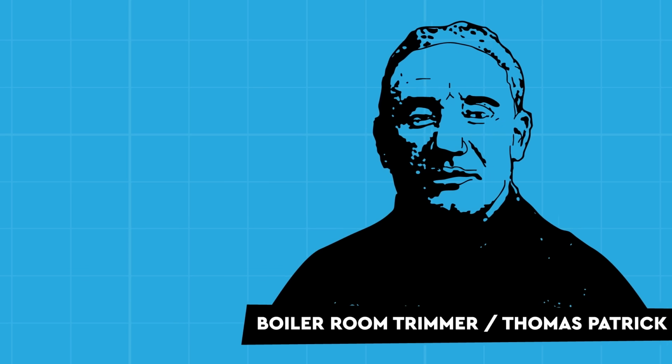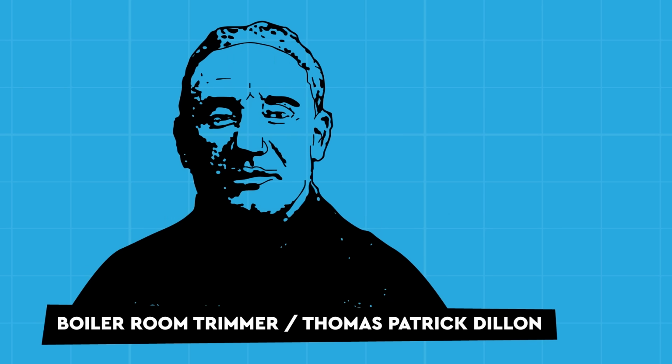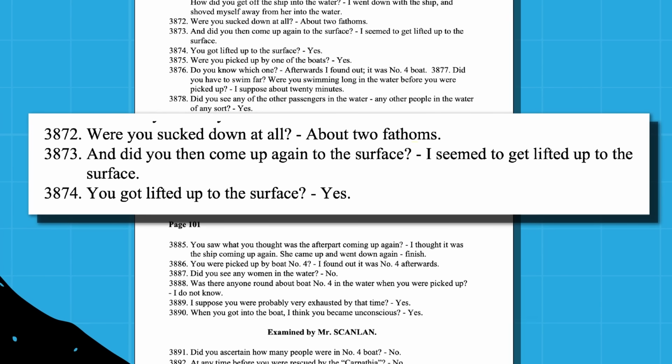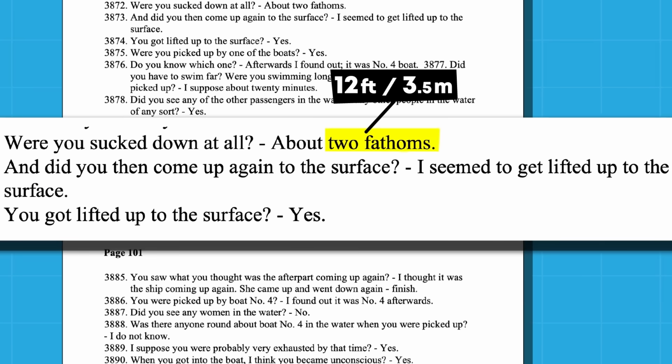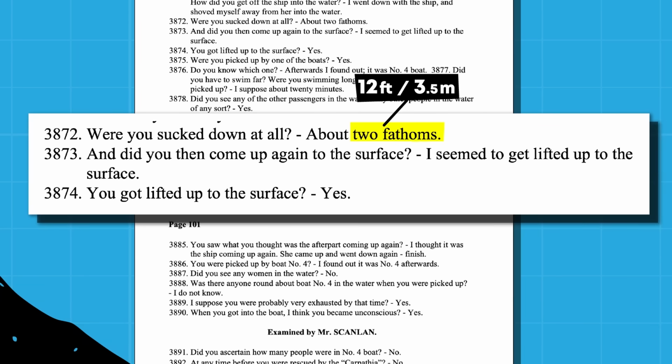There are two survivors, however, who initially went down with the ship and did report being sucked down, albeit for a brief moment. Boiler room trimmer Thomas Patrick Dillon testified that he went down with the ship and was sucked down 2 fathoms, around 12 feet or 3.5 meters. He then pushed himself away from the sinking ship and seemed to get lifted up to the surface.